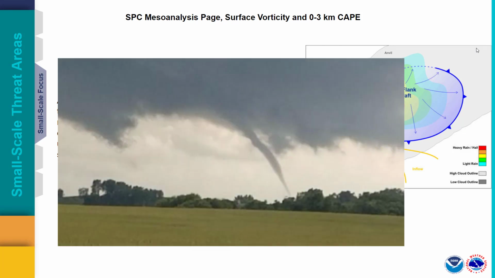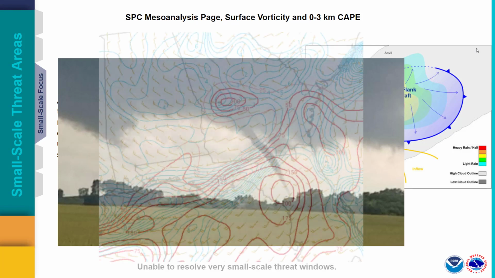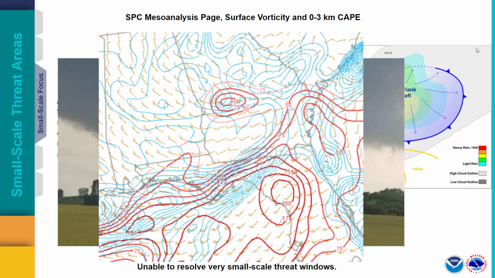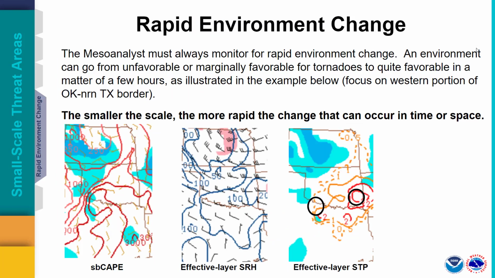There are few tools available to forecast this. The SPC mesoanalysis page has a 0 to 3 kilometer CAPE and surface vorticity display as shown here as an example, but this is designed for larger scale patterns that could support non-supercell tornadoes, not landspouts along the flanking line of a particular storm. A key challenge for the mesoanalyst is keeping up with rapid environment change.